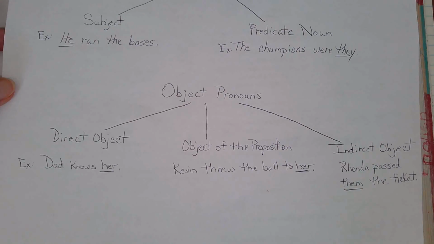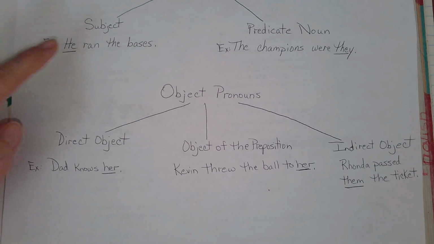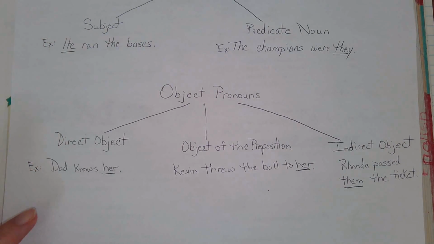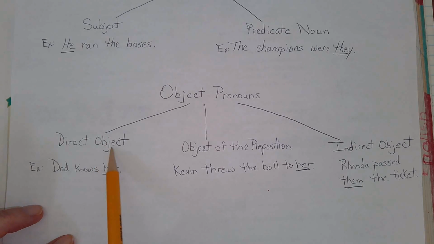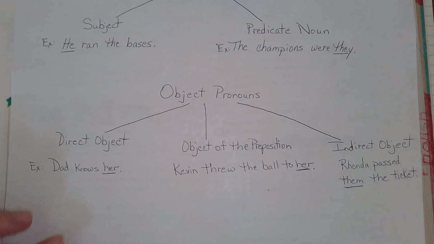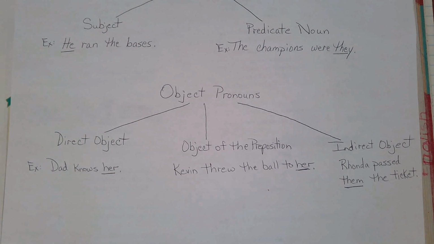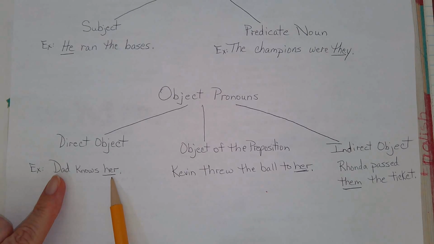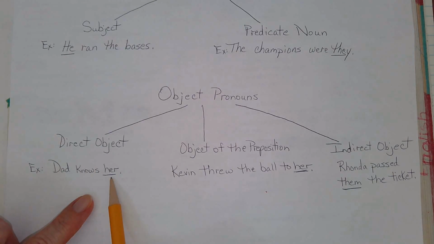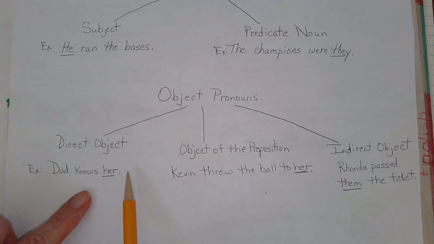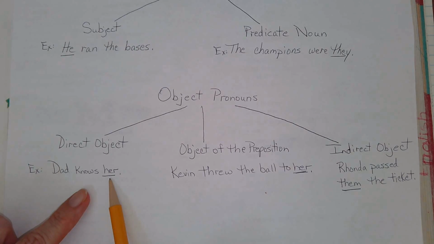All right, and then let's talk about object pronouns. So today you're going to be dealing with subject pronouns that are acting as a subject. Object pronouns, look at this, the word object, object, object. That might help you. Direct objects, we know what those are. They follow an action verb and they say who or what about the verb. So, Dad knows who? Dad knows her. That's a direct object, so it needs to be an object pronoun. You wouldn't say "Dad knows he" or "Dad knows she." It would be "Dad knows her," "them," "him."